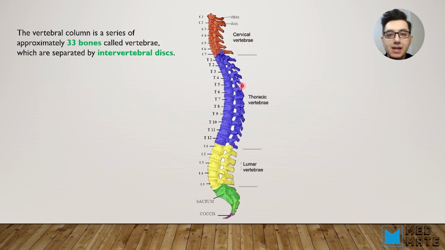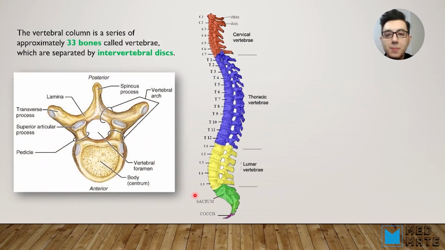The second section consists of 12 vertebrae and is called the thoracic vertebrae. The third section is the lumbar vertebrae, which handles most of our body's weight, and it consists of 5 vertebrae. And the last part is the sacrum and coccyx. Both together are about 5 fused vertebrae, and now we call them the sacrum.